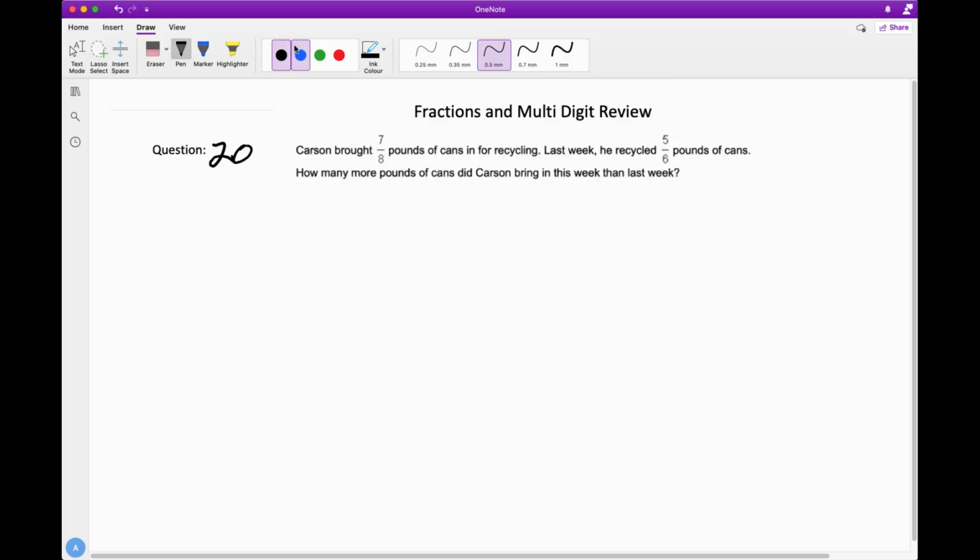So that means in order for us to figure out how much more we did this time, we need to subtract what we did last time from what we did this time to figure out what is the difference and see how much more we did. So the way that we would set this problem up is 7 over 8 minus 5 over 6.